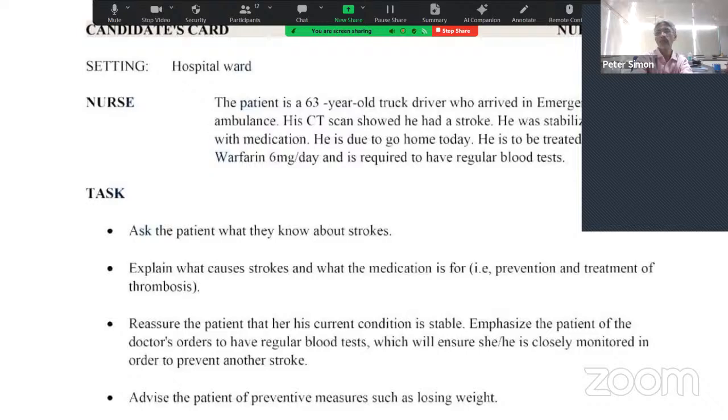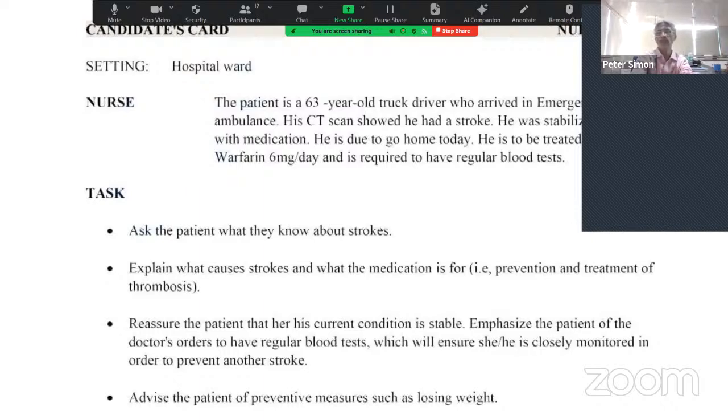Based on your case notes, I come to know that you have been diagnosed with a medical condition called stroke. Are you aware of that? So that is the sentence which our coordinator gave.